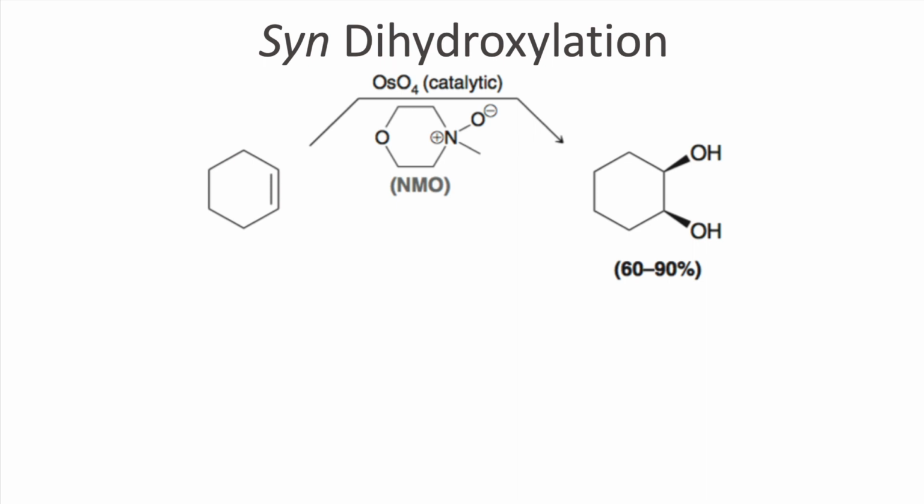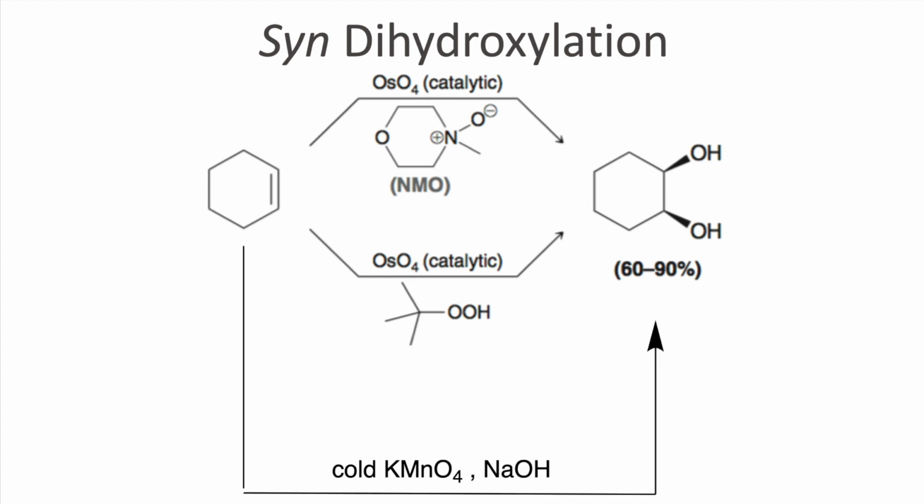So one such co-oxidant is called NMO, also known as N-methylmorpholine N-oxide. That, again, is just a co-oxidant that will regenerate your OsO4. So you can get away with this reaction by using a catalytic, a very small amount of osmium tetroxide. Another co-oxidant you can use is tert-butyl hydroperoxide. And both of these will give you pretty good yield in your syn dihydroxylation.